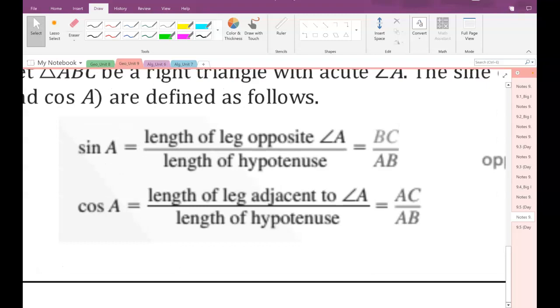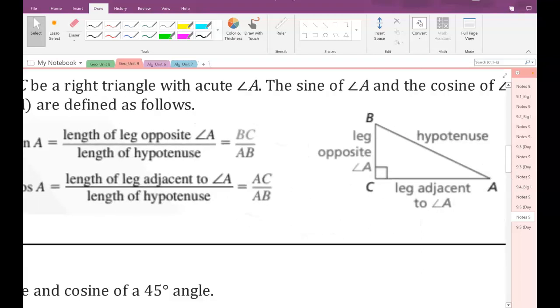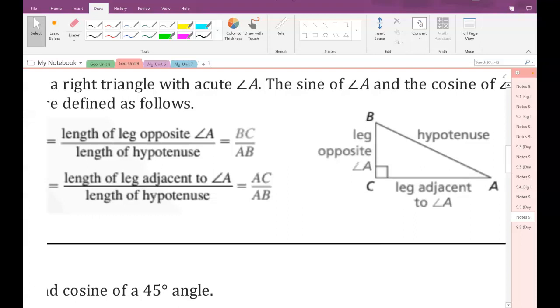To find the sine of A, you take the length of the leg opposite of A divided by the length of your hypotenuse. So just like we had the other day, our picture's already labeled for us. The leg opposite of A, over here. Hypotenuse is always your longest side, opposite of the right angle. So finding your sine, you divide the two.